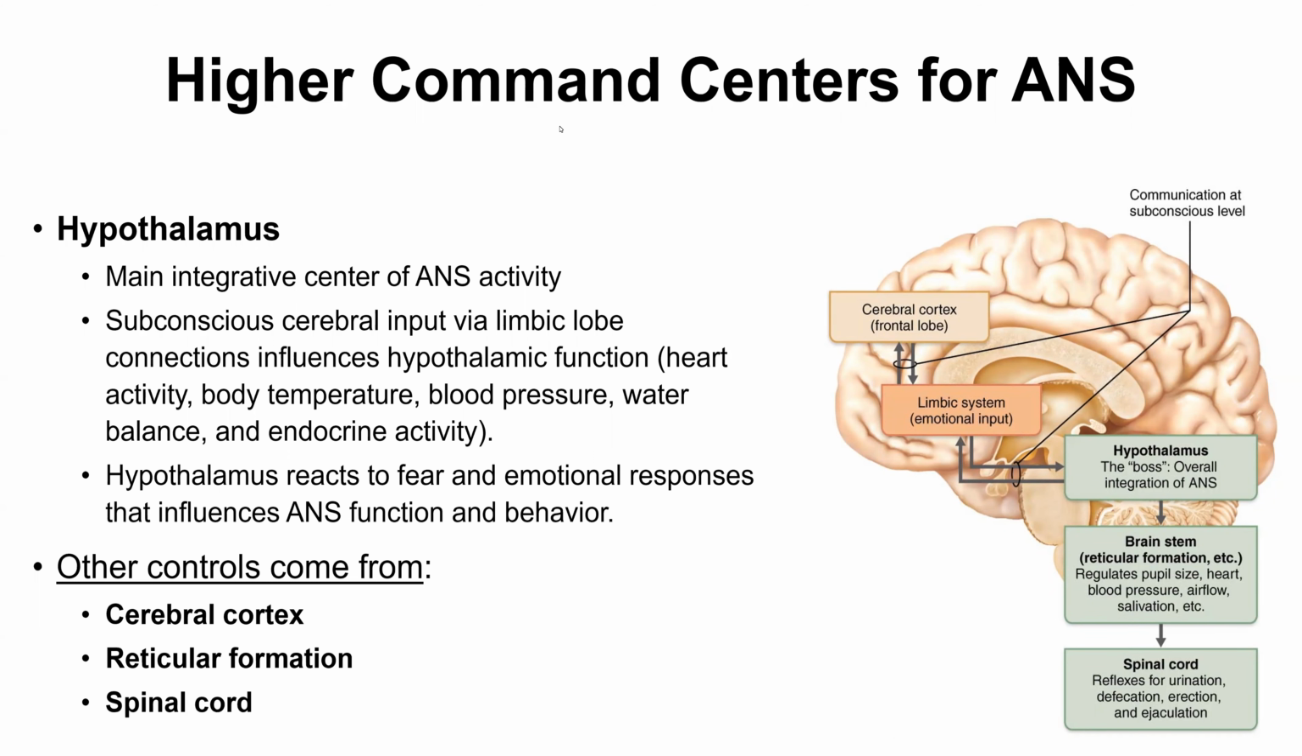All right, so for the final section of the autonomic nervous system, we're going to talk about the higher command centers for the autonomic nervous system. So first and foremost, we have the hypothalamus, and the hypothalamus is basically the boss. Okay, hypothalamus is the boss. This is the main integrative center of all autonomic nervous system activity.